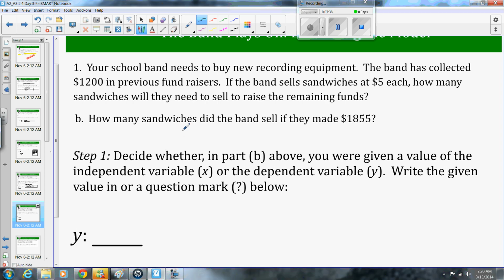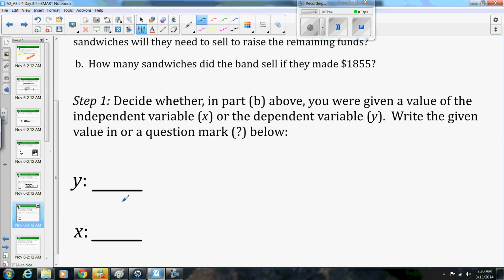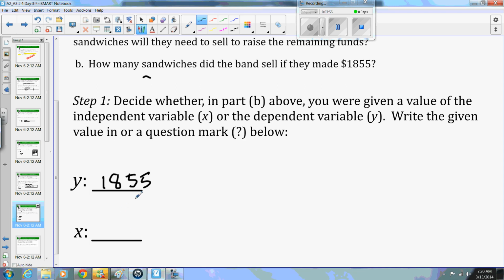How many sandwiches did the band sell if they made 1855? So your job is to decide, 1855, is that a value of y or x? If you said y, good job. That's 1855. Right, this is the profit, right? I didn't write P and S because we need to make this universal, but note that this is P, capital P, the profit, and that the x is unknown, s.